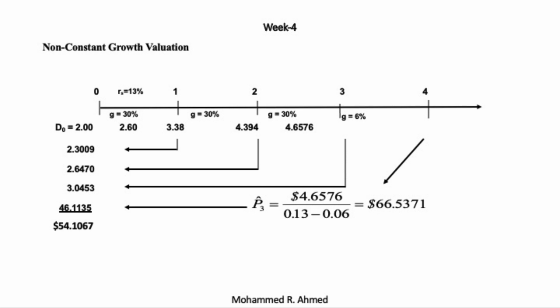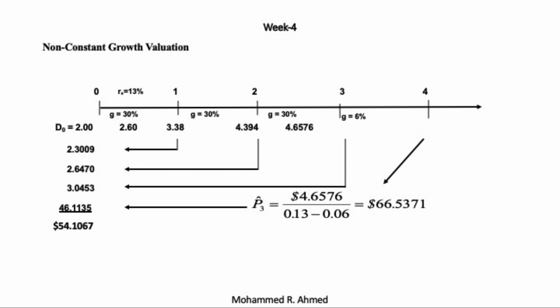Under year 3, we are computing the price of the common stock using the dividends, the required rate of return of 13%, and the growth rate of 6%. That gives you the value of the common stock at the end of the third year, $66. So we need to bring this $66 to today's value. The present value of $66 is 46.11. We have already computed the present value of the dividend for year 1 as 2.3, year 2 as 2.64, and year 3 as 3.04.